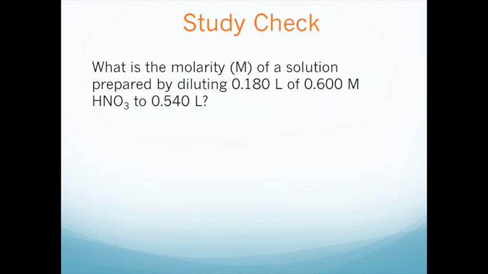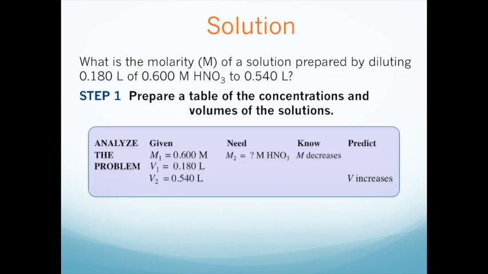Another example, what is the molarity of a solution prepared by diluting 0.18 liters of 0.600 molar nitric acid to 0.540 liters? Start with listing our known quantities. The first molarity, M1, is equal to 0.600 molar, and the initial volume is 0.18 liter, and the final volume is 0.540 liter. We're looking for M2, and we know that the molarity is going to decrease, so that V is going to increase.